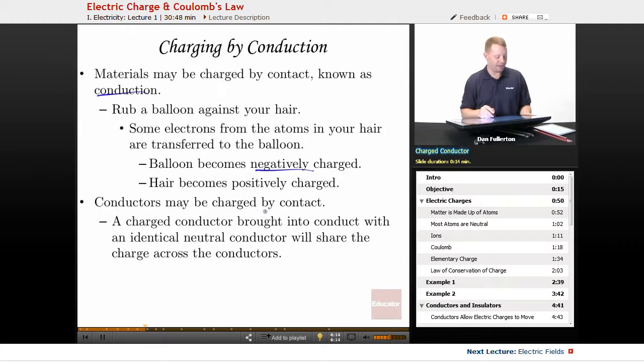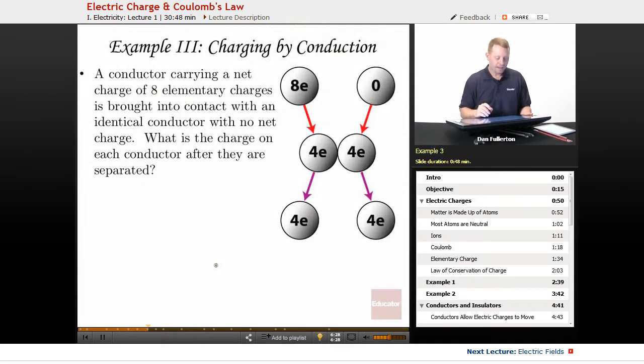Conductors may be charged by contact. A charged conductor brought into contact with an identical neutral conductor will share the charge across the conductors. And we'll show an example of that here right quick. Here we have a conductor carrying a net charge of 8 elementary charges, and it's brought into contact with an identical conductor that has no net charge. What's the charge on each conductor after we bring them together and then separate them?